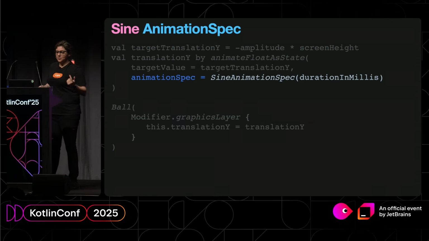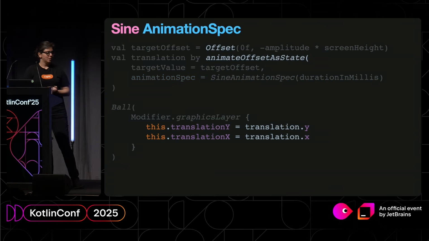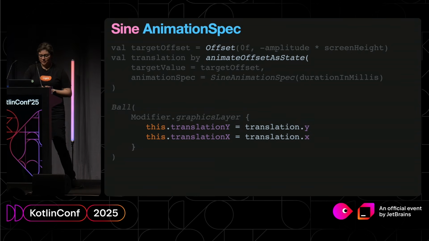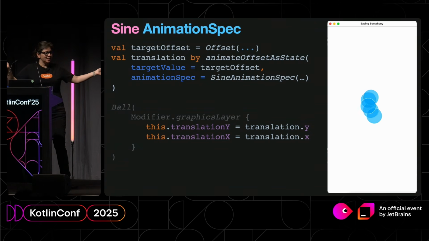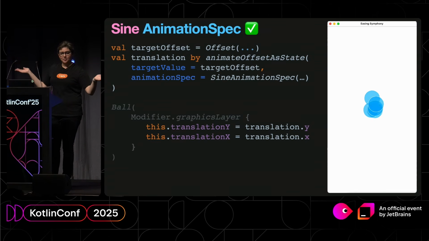Now, some of you may have noticed that my sine animation spec was 2D actually, and the one we're using for amplitude is just a float. So there's some housekeeping that we need to do, which is basically we need to transform our float to an offset. But once we have that, we have a sine animation spec, which is basically going to wave around and follow the paths. Cool. That is done. Not so hard.